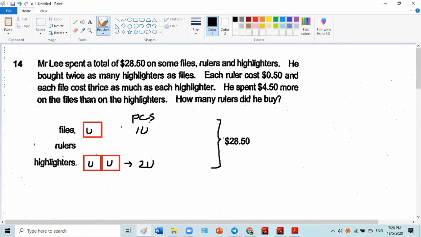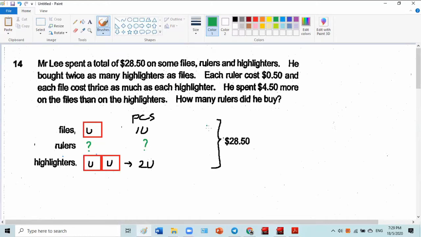Each ruler costs 50 cents and each file costs twice as much as each highlighter. Okay, there's a whole mouthful here. So each ruler costs 50 cents, but do we know how many rulers he bought? We don't know, right? We don't know how many pieces.